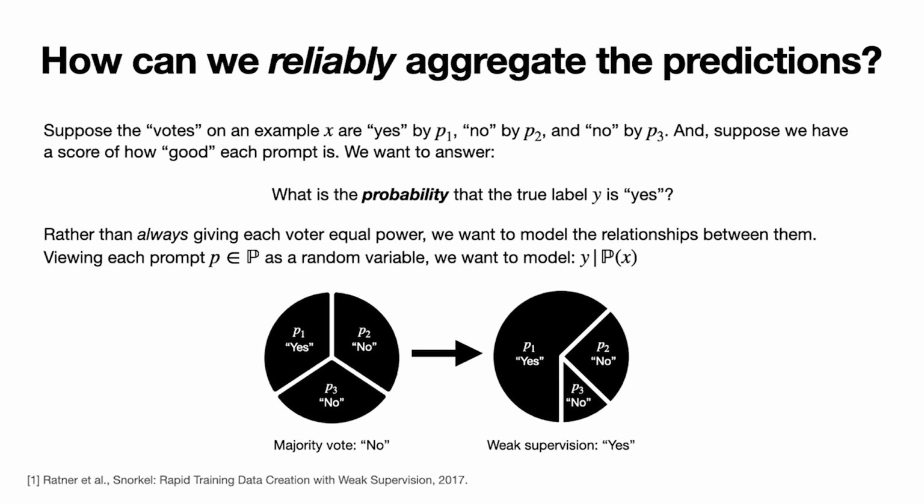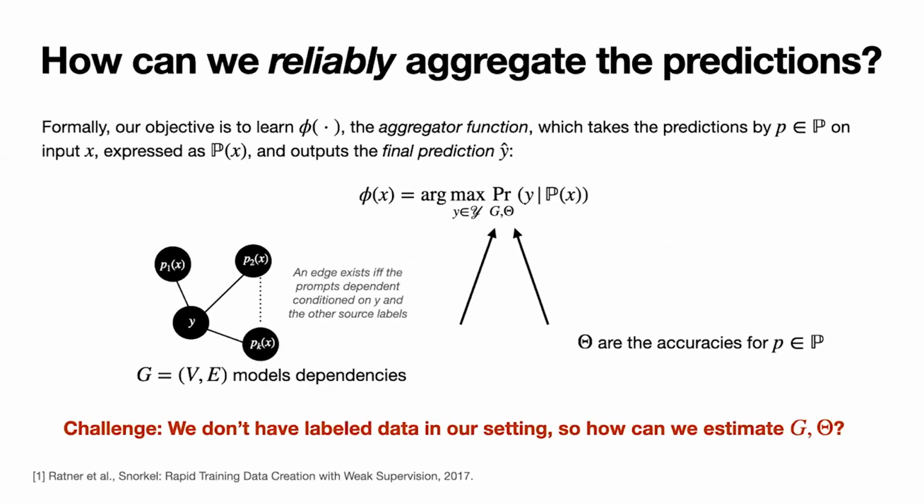So treating each prompt as a random variable, we ultimately want to model the probability the true label takes on some value such as yes or no, conditioned on the sets of votes produced by the set of prompts on the example X. Formally, let phi be our aggregator function that we want to learn that models our conditional probabilities of interest. Recall that we want phi to account for 1, the dependencies or correlations between the prompt votes, which is represented by a dependency graph G, and 2, the differing accuracies across the prompts, which is represented as theta. So we're going to parameterize our aggregator function by G and theta.